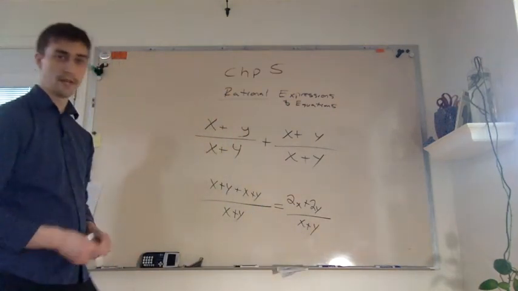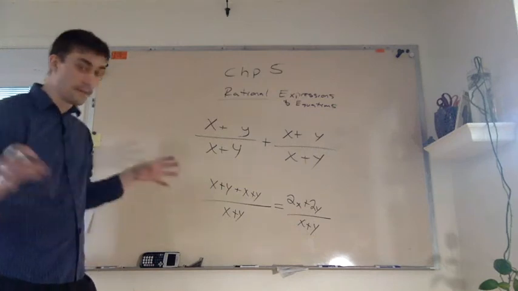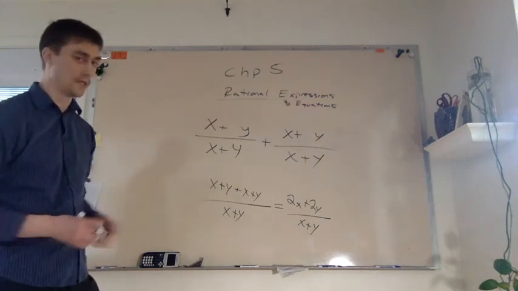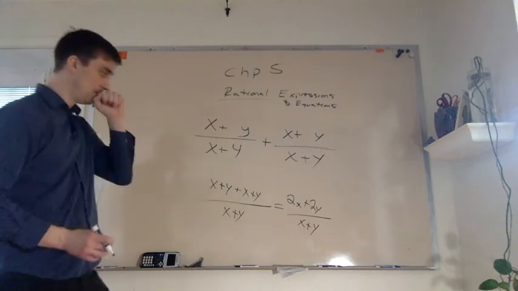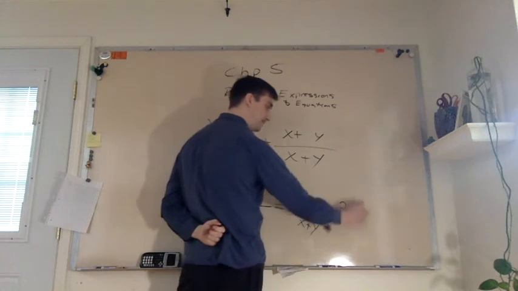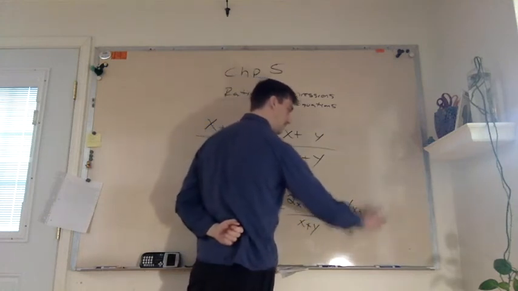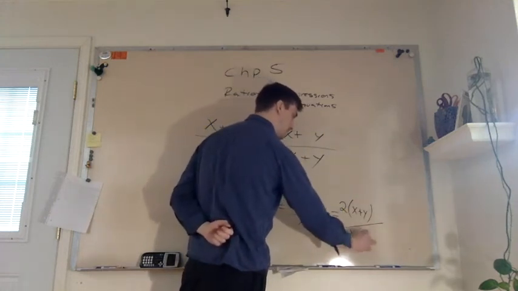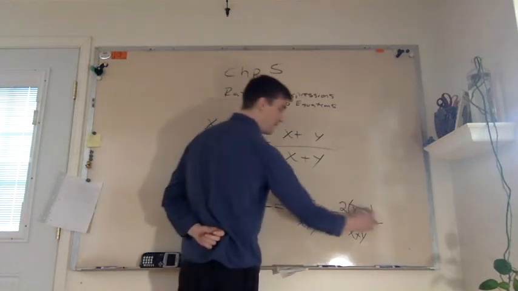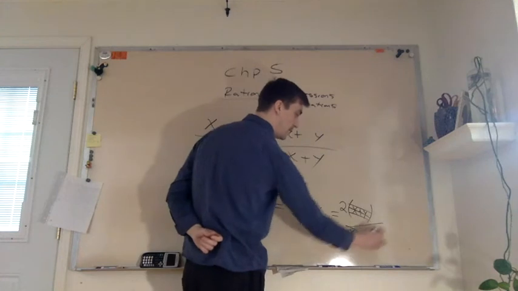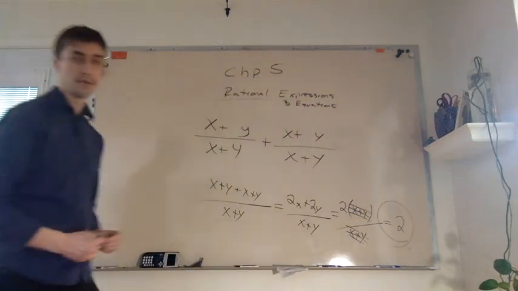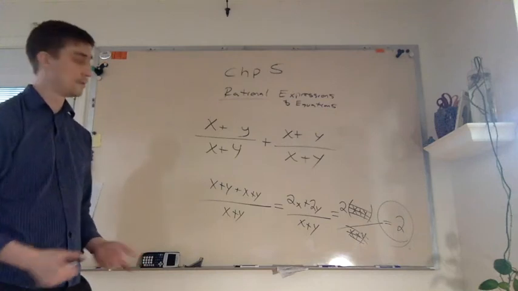And now that you've done the combining, you should look and say, is there any more simplifying I can do? In this case, there is. So on the top, 2x plus 2y can be factored. Pull a 2 out. And now you can see you have an x plus y on the top and an x plus y on the bottom. So those go away, and you just get 2. So this just simplifies to the number 2.